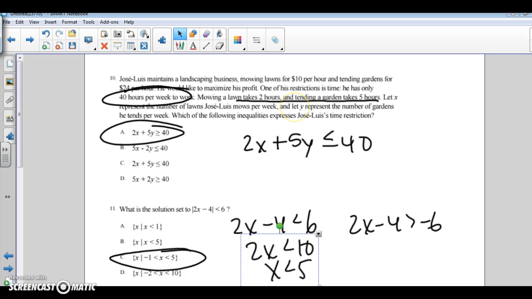Number 10 goes through cost, which I don't think you really need, but it says mowing the lawn takes 2 hours, the garden takes 5. Let x be the number of lawns, so it's 2x. And y represents the number of gardens, so it would be 5y. And it has 40 hours a week, so it's less than or equal to 40. Which would not be A. It would be C.